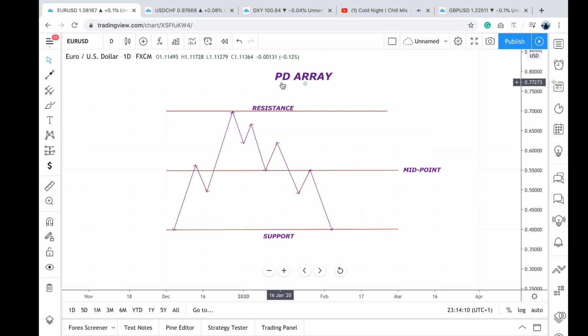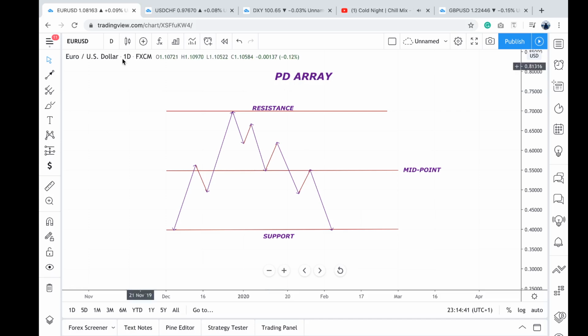So let's ask ourselves this question: what is support and what is resistance? And is there really a support or resistance in the marketplace? These are the questions we need to ask ourselves, and these also are the questions we need to answer. We're going to answer this in the next couple of minutes. So, without anything much else to say, let's get into today's session: PD arrays. First of all, starting with resistance and support.